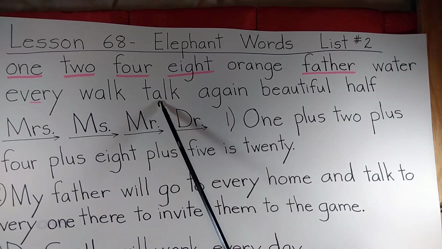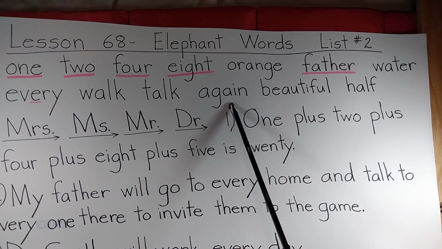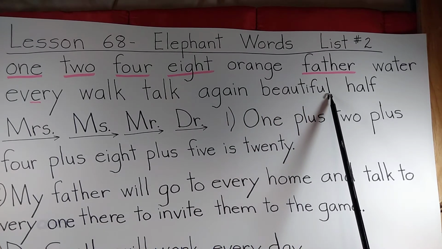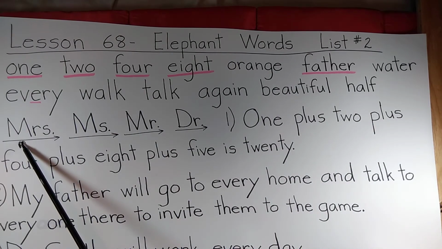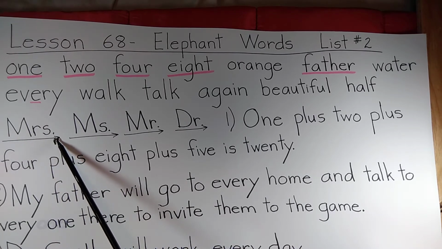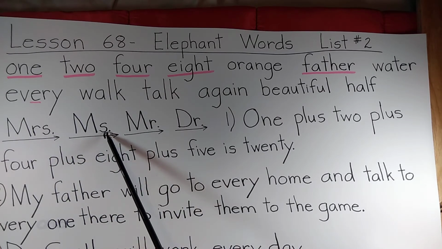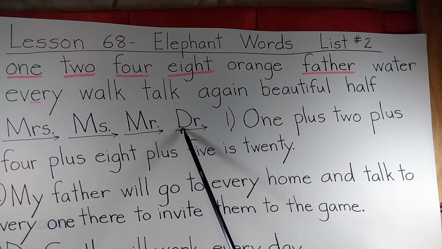Walk, talk, again. We've had this as a sample word. We had it. Beautiful, half, and then some abbreviations. Abbreviations are almost always elephant words because they don't include all the letters. Mrs. That's a married woman. Mrs. Ms. is an unmarried woman. Mr. Doctor.